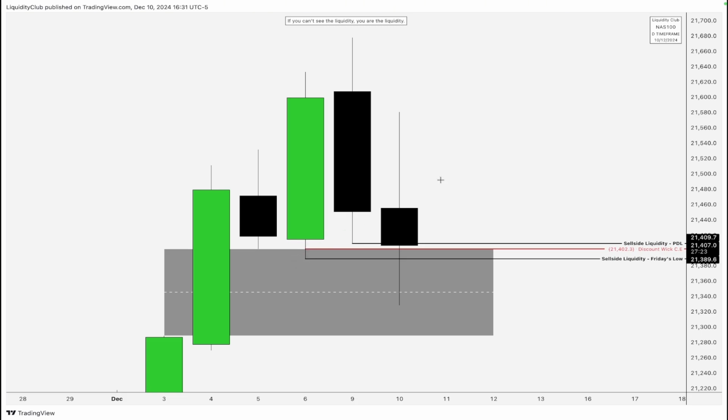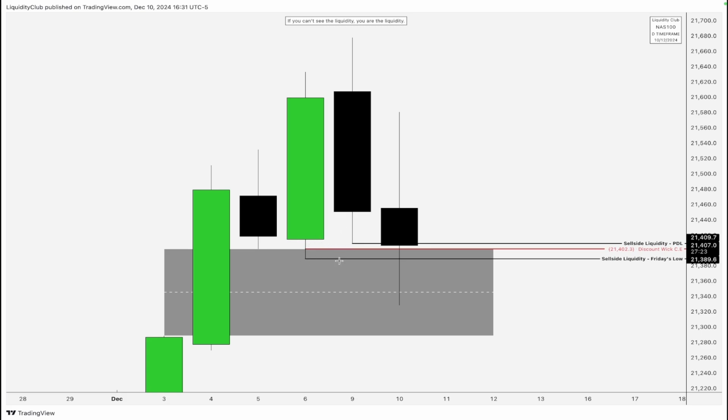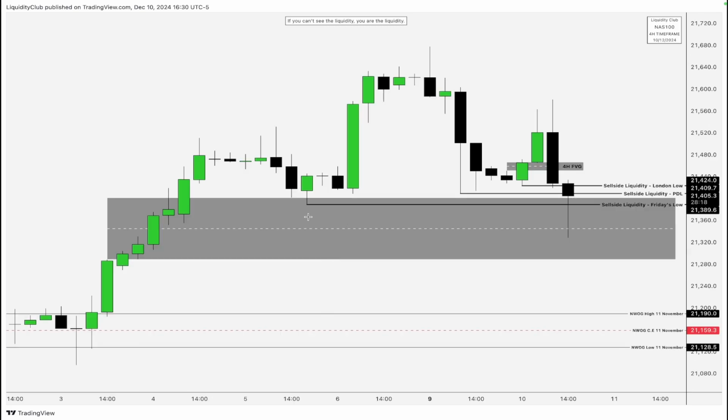Dropping down to the 4-hour time frame chart, there are also more things that I'm aiming at here. You can see we have pretty much a zoomed out version. This is Friday's low, this is Monday's low, the previous day's low, and we have London's low right there. I'll be dropping down and showing you London's low in a clearer version, so just bear with me here. We have this 4-hour fair value gap. I'll also be taking profits at the 4-hour fair value gaps.